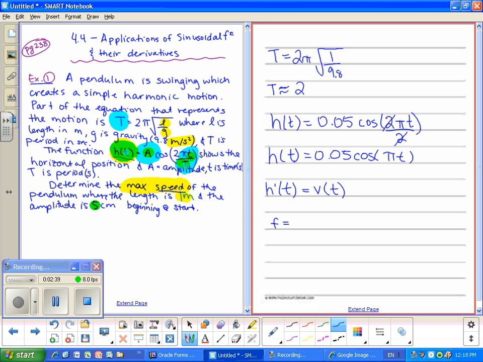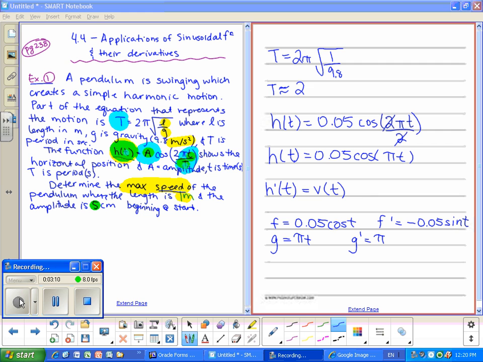What is your outside function? Good, and I'm going to keep it consistent, so I'll leave it as t. And our inside? Pi t, good. So we need our f prime and our g prime. What's our f prime? Whoops, that should be sine t, because the derivative of cos is negative, so I just brought that negative up front. And the derivative of pi t is pi.